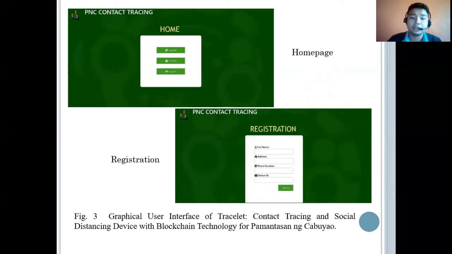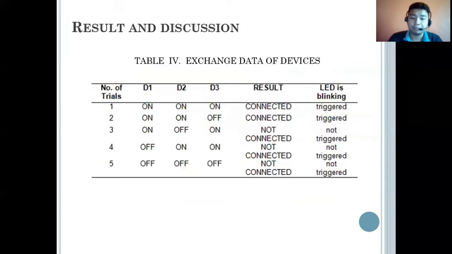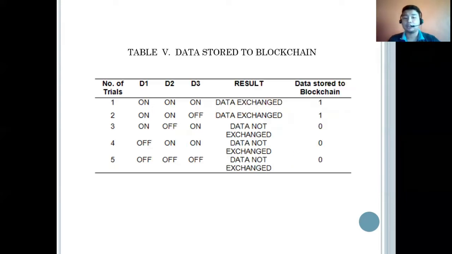Then this is the home page of the system, and this is where the user registration is needed to be input. Then this is the result of the device: if device 1 is on, they are all connected, and if device 1 and device 2 are on, they are still connected. But since device 3 has a problem with the sensor, it cannot receive. So if device 3 is on with device 1 or device 2, they will not be connected. And if all devices are off, it will not trigger and not be connected.